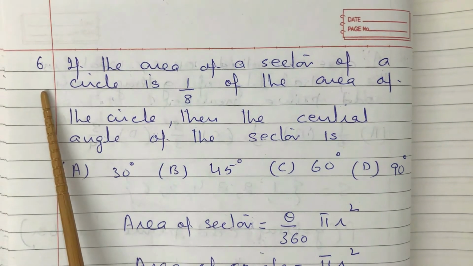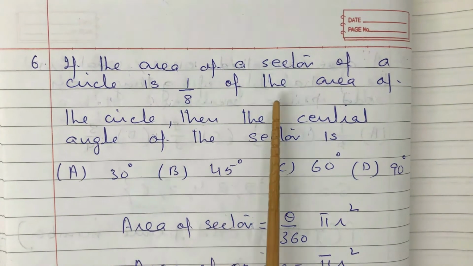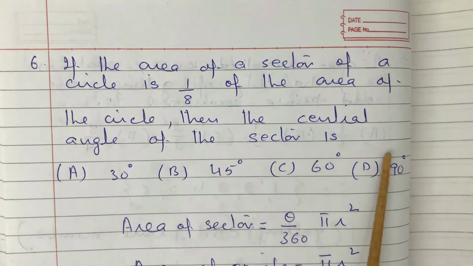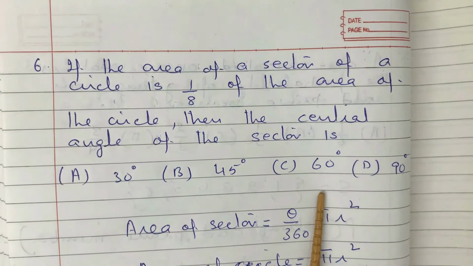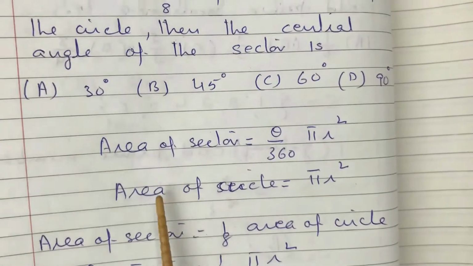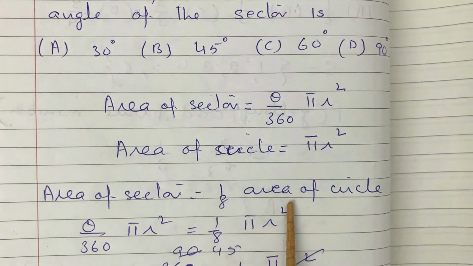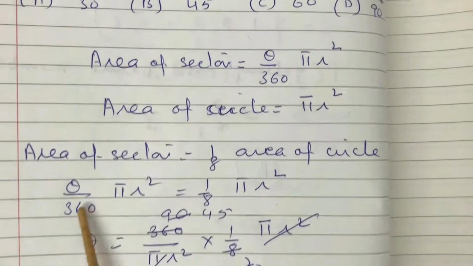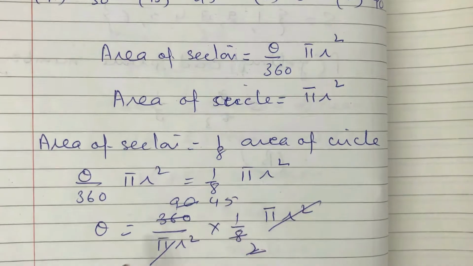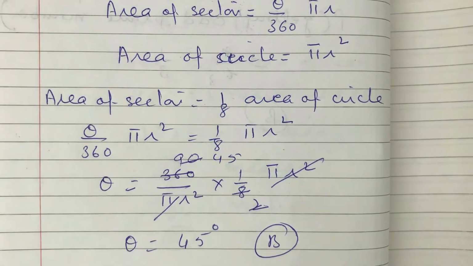Now the sixth question. If the area of a sector of a circle is 1/8 of the area of the circle, then the central angle of the sector is. There are 4 options. Now area of the sector is theta by 360 pi r square. Area of a circle is pi r square. Area of a sector is 1/8 the area of the circle, it means theta by 360 pi r square is equal to 1 by 8 pi r square. So value of theta will come out to be 45 degree. So B is the option.